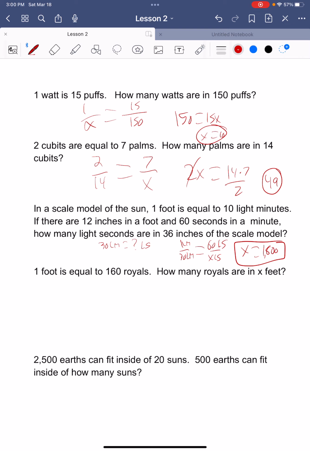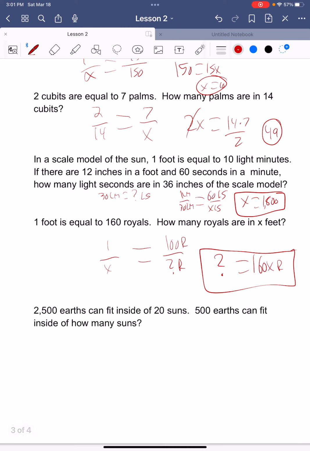1 foot is 160 royals. How many royals are in x feet? So we want to create an equation here. First, we'll create our fractions. We know that 1 foot over x feet is 160 royals over some number of royals. I'm going to label that a question mark. So we're trying to find how many royals are in x feet, so we're going to solve for the question mark. If we cross multiply, the question mark is equal to 160x royals. And that's it. 160x.